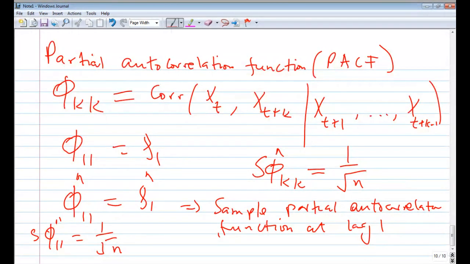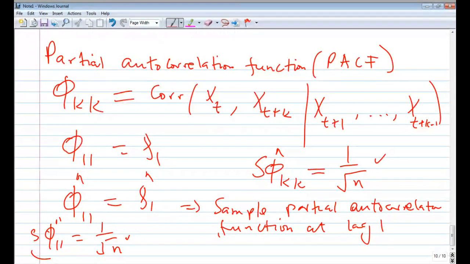Sir, what did you say was the last thing you wrote? This one: I say it is the standard error of a simple partial autocorrelation function at lag 1. It has the same formula as this one, the standard error of a simple partial autocorrelation function at lag K. The last part is the standard error of a simple partial autocorrelation function at lag 1, which is equal to 1 over the square root of n.